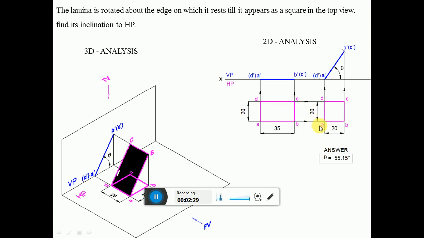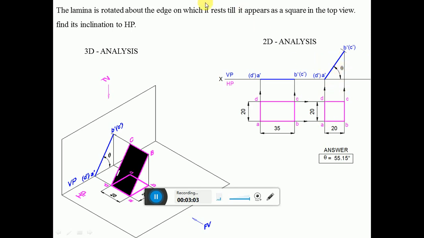So then you get ABCD. Then he says one of the shorter edges is in HP, so AD is the shorter edge resting on HP, and the other shorter edge is 20 mm above HP, 20 mm square. So you project a vertical projector from BC to the front view, then measure the length from A dash to B dash. From A dash you cut an arc on that vertical projector to get the inclination, then join A dash to B dash with a dark line. So you are going to get the inclination theta.